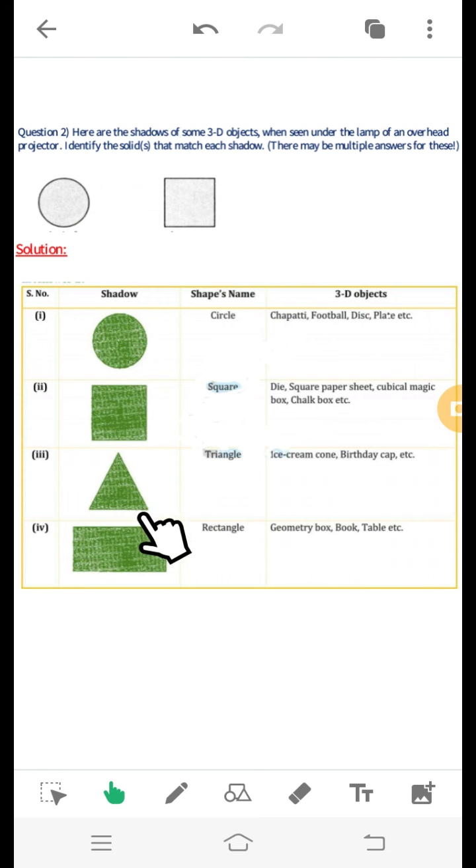The question is given also here. So that is the triangle. In the triangle form there are so many objects: ice cream cone, birthday cap. It is the rectangle. In the rectangle form: geometry box, book, table, etc. Means here the shadow is given, we have to write the shapes and which are the objects in that shape, that we have to write.